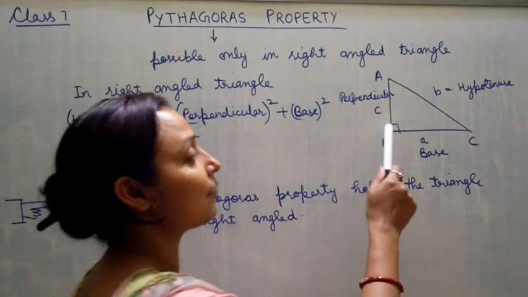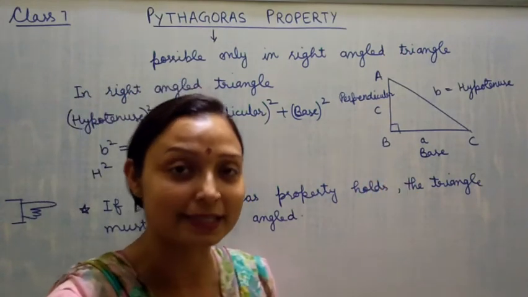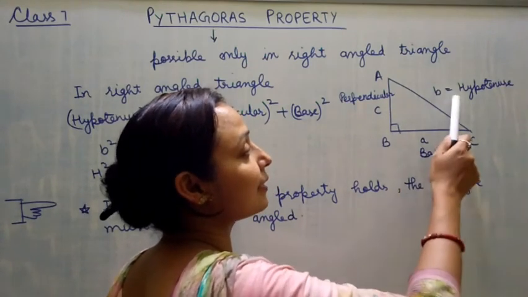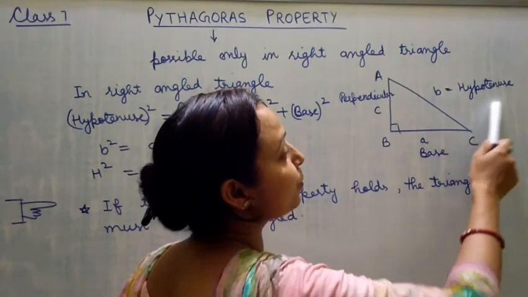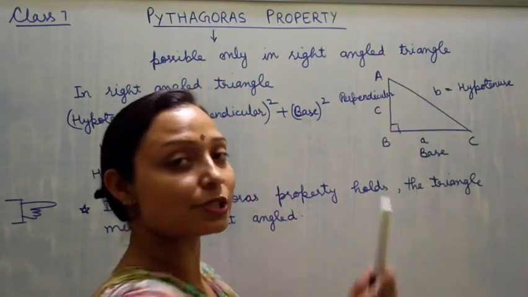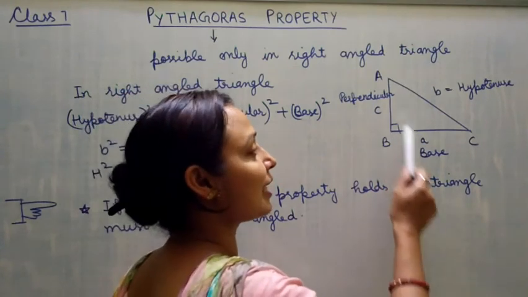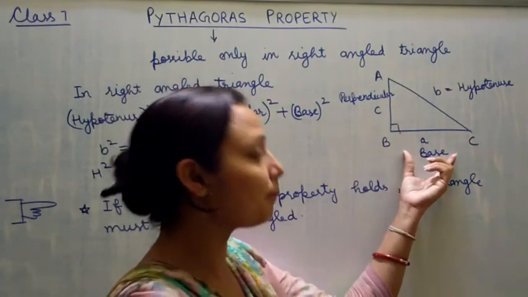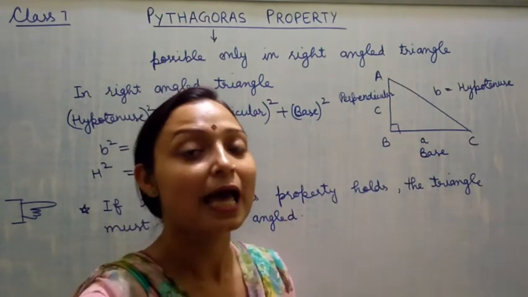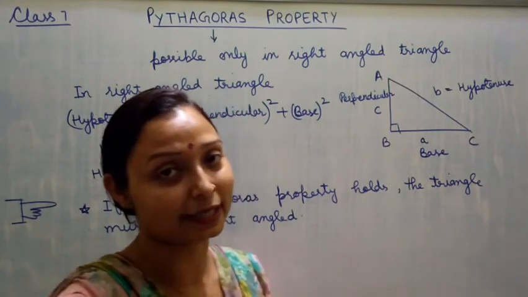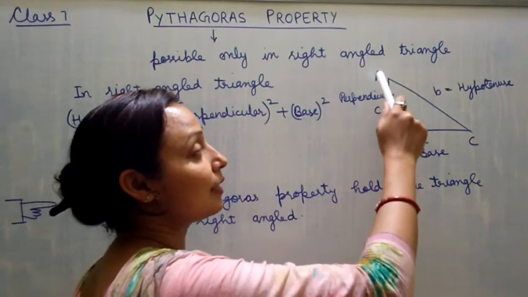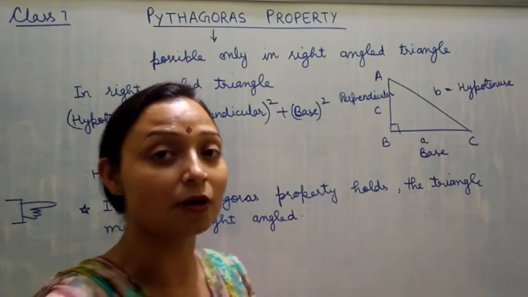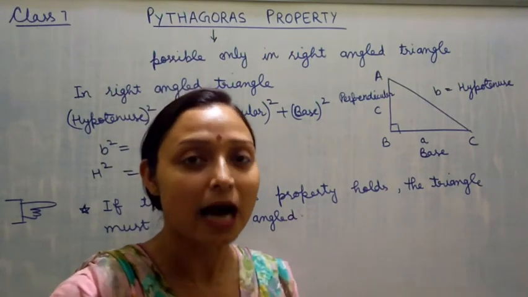A right angle triangle always has one angle equal to 90 degrees. The side opposite to the 90 degree angle is always known as the hypotenuse. Suppose here the hypotenuse is equal to B and these two legs are called perpendicular and base. It is not fixed which one is the perpendicular. One is known as the perpendicular and the other is known as the base of the right angle triangle. But the slanting side opposite to the 90 degree angle is always fixed, and it is known as the hypotenuse.